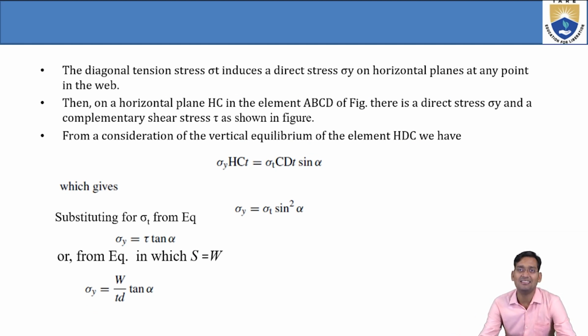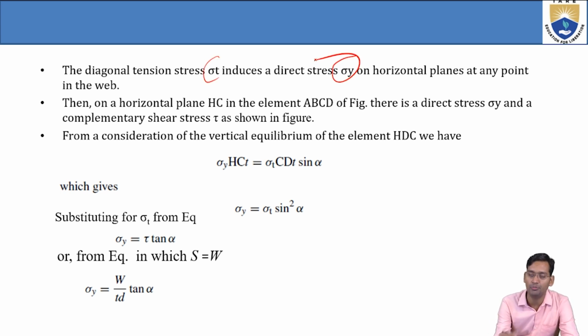The diagonal tension stress sigma T induced a direct stress sigma Y on horizontal plane at any point in the web. So because of this sigma T, sigma Y will be produced in the plane. Sigma T along the tangent it's acting, right, tension. But now because of that, as I said just now, wrinkles will be there. So because of that, stress will be produced at that horizontal plane, which we are denoting by sigma Y. Now we are taking the horizontal plane.